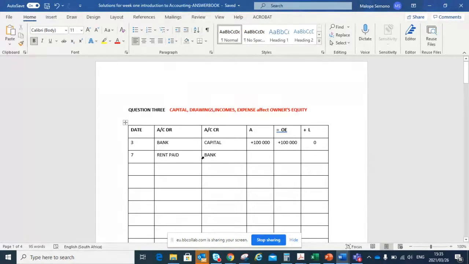But the question is, which ones of these items affect owner's equity positively? Who can tell me, out of these things that I wrote here, which one do you think affects owner's equity positively, and which ones do you think affect owner's equity negatively?